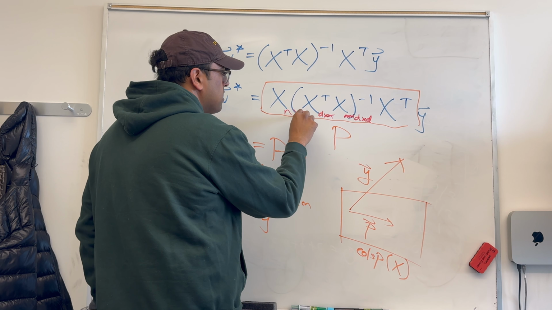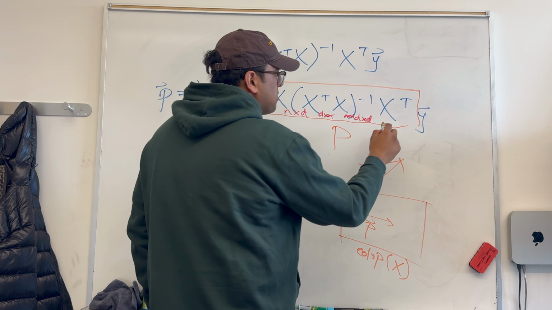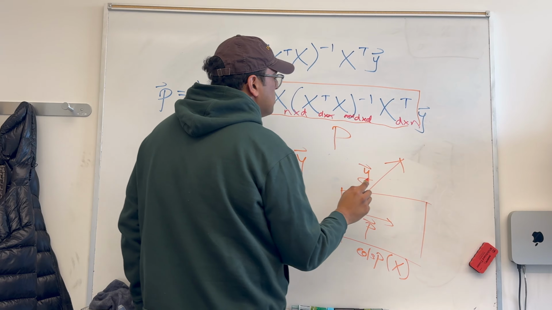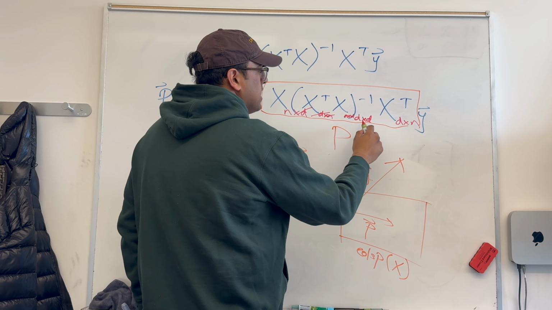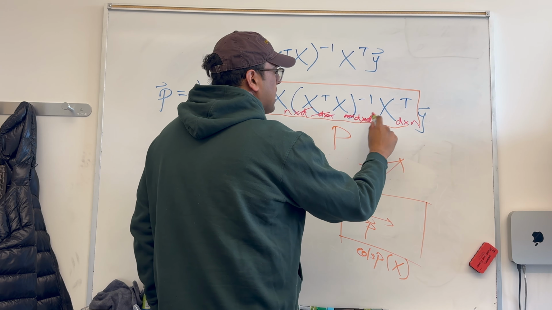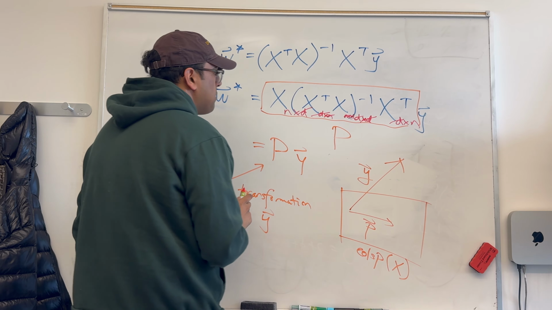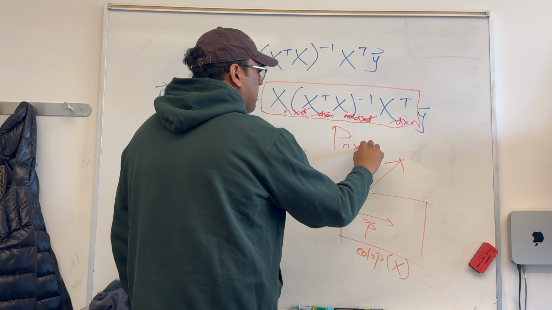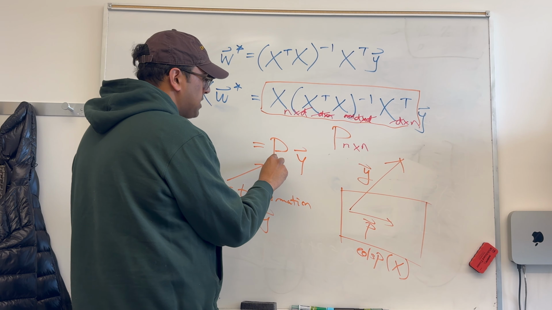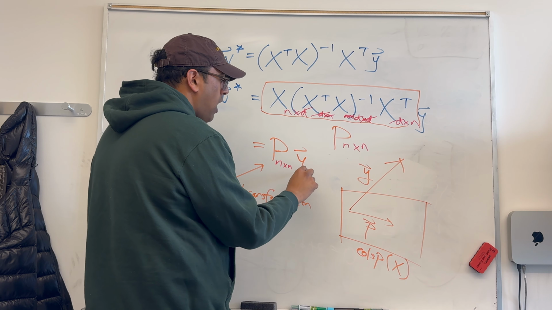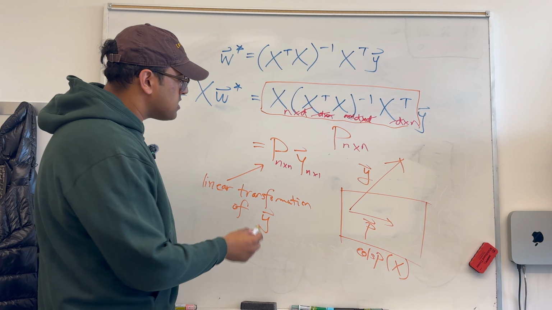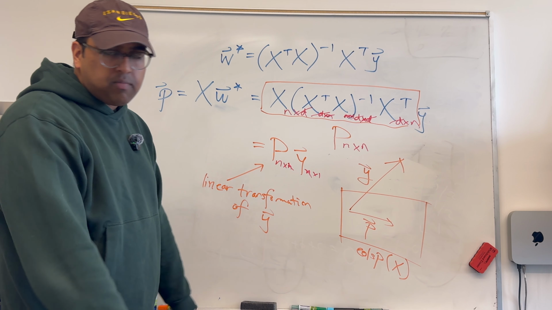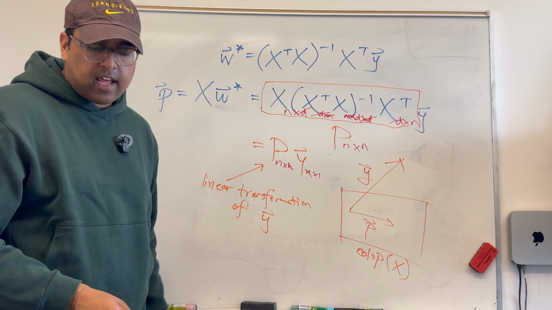What is X? X is N by D. And what is X transpose? It is D by N. So these inner dimensions cancel those D's, and these inner dimensions cancel. And so P is an N by N matrix. Okay, which checks out because P is N by N, Y is N by 1, and so the output should also live in R^N, which it does here because these N's cancel. So my point in all of that is P is an N by N matrix.